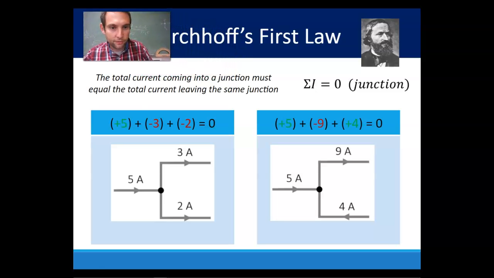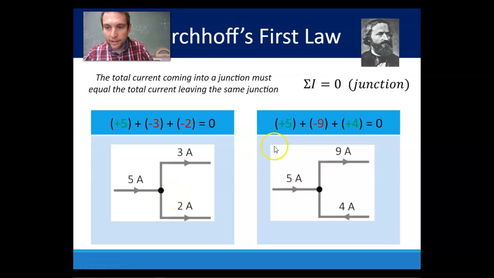Kirchhoff's first law. The total current coming into a junction must equal the total current leaving the same junction. So on a circuit, here we don't have a battery, so we're just assuming it's coming in with whatever potential difference is given to us. So the current comes in, and then it's going to have a choice. Do those charges want to move up here to the 3 amps, or do they want to come down here to the 2 amps? Well, whatever decision they make, the total current has to be the same incoming as it is leaving this junction, this intersection, where there's a choice.